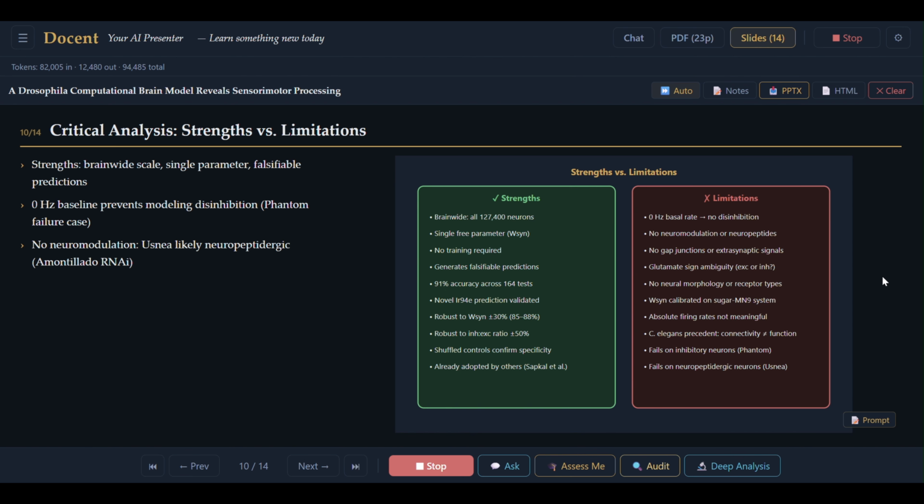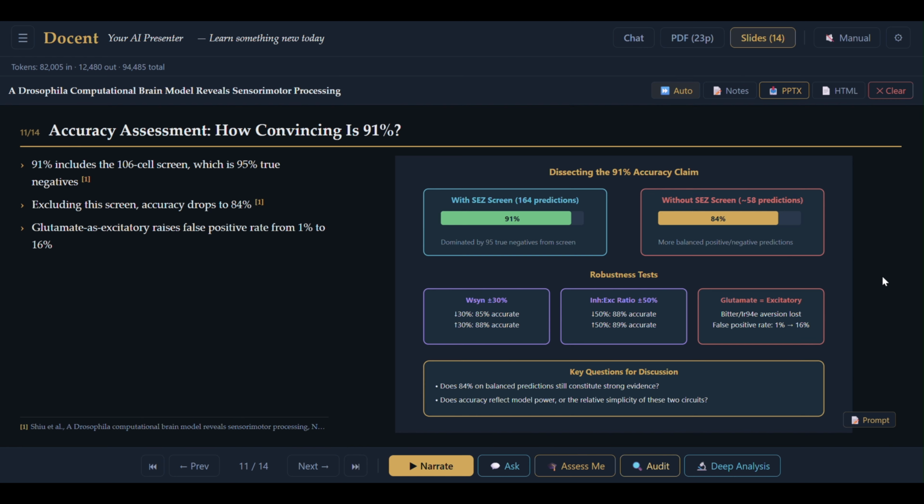Ask the group: the C. elegans work by Randi et al. showed that calcium imaging activity propagation is not well predicted by connectivity alone. How do we reconcile that with the high accuracy reported here?